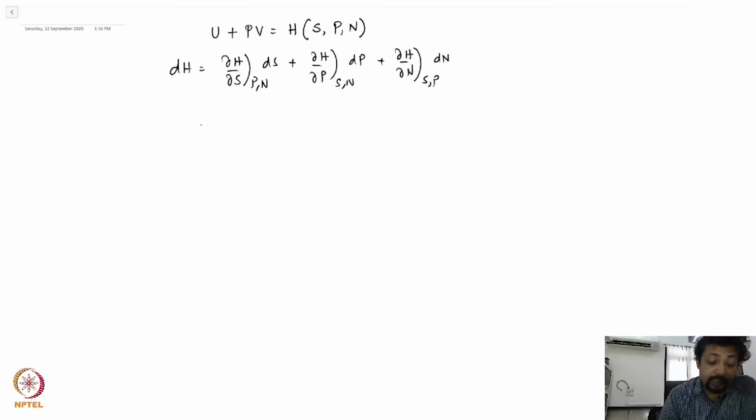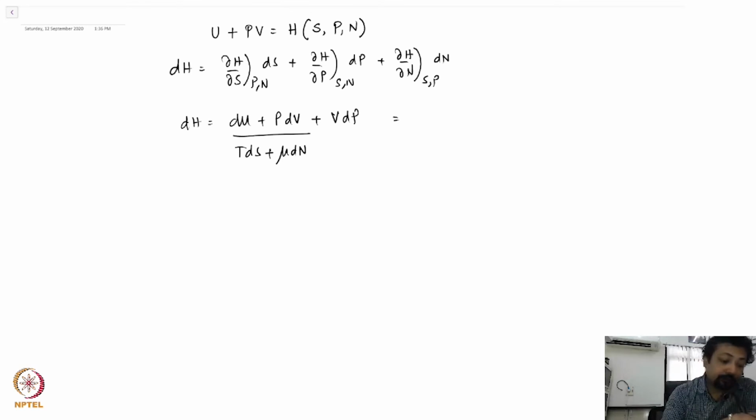If I look at the right hand side, dH is also identical to dU plus pdV plus Vdp. dU plus pdV is what? It is TdS plus mu dN. So that I have TdS plus Vdp plus mu dN, right?